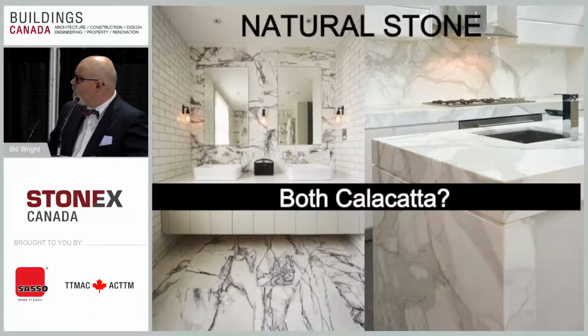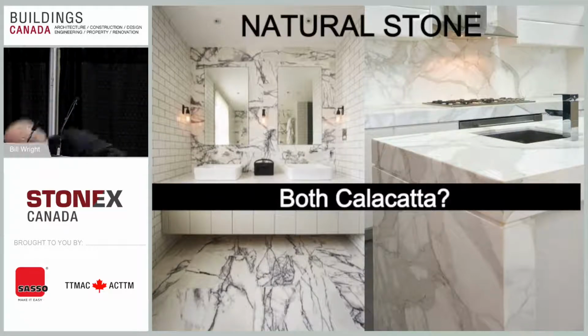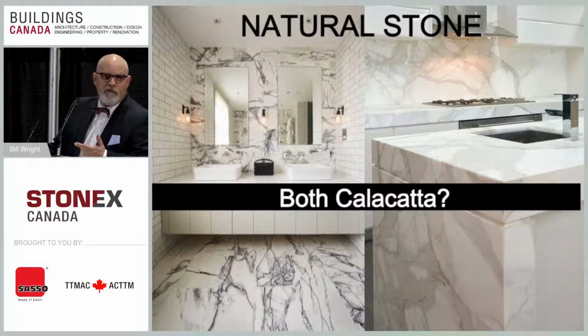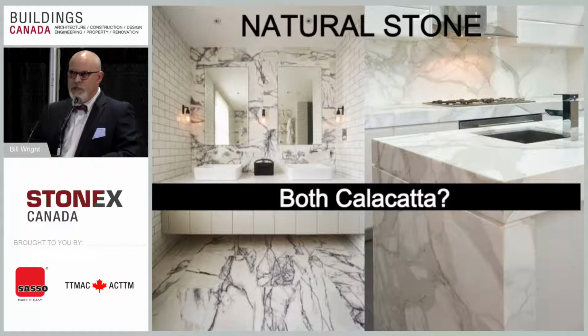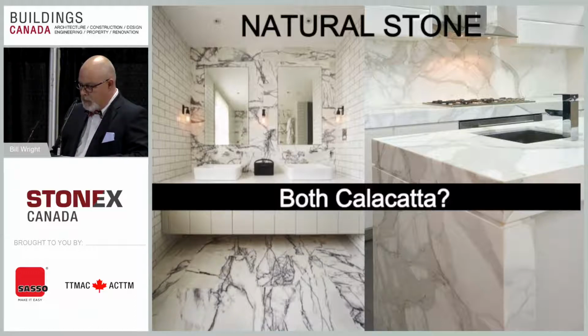This is an example of a stone called Calcutta. These are both Calcutta, and you can see the dramatic difference between the two. If you were expecting one and got the other, you may not be too pleased with what you got. So again, this goes back to the discussion about seeing enough of the samples to appreciate what you're getting.